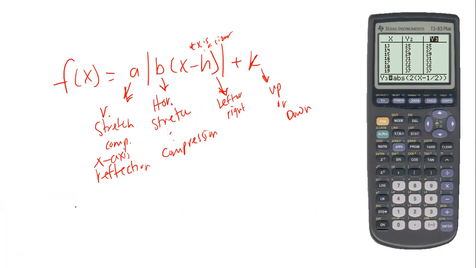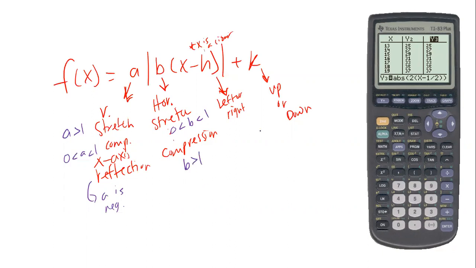Okay. Key thing to remember is that it's a vertical stretch if a is greater than 1. It's a vertical compression if a is between 0 and 1. And it's a reflection if a is negative. Okay. Horizontal is a little different. It's a horizontal stretch if b is between 0 and 1. And it's a horizontal compression if b is greater than 1.